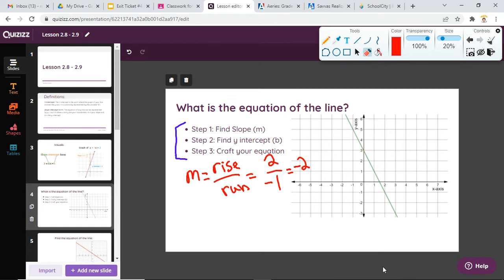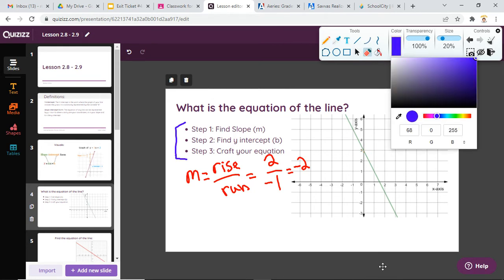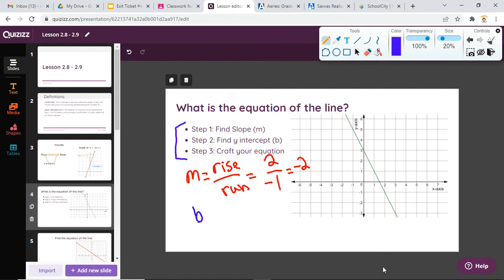Now we just have to find our y-intercept. So our y-intercept, or our point b, is the point where we cross the y-axis. So you got to look at your line here and kind of follow it all the way up. We haven't crossed the y-axis yet, but right here we do. Right here we cross the y-axis, and this is at the point 3. So since this is at the point 3 here, that means my b is equal to 3.